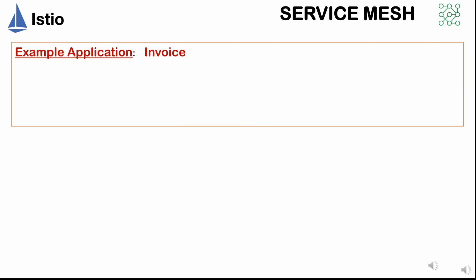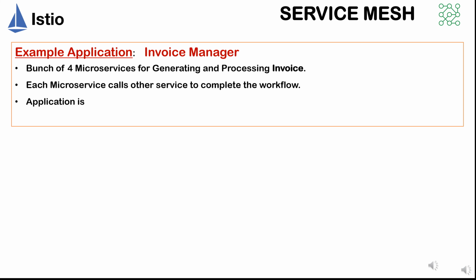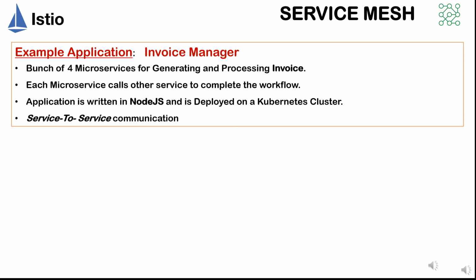The example application, Invoice Manager, is a set of 4 independent microservices for generating and processing invoices. Each service calls another service to complete the workflow. The application is written in Node.js and is deployed on a Kubernetes cluster. The example will demonstrate service-to-service communication, transport security, and silent application upgrade using the Istio framework.